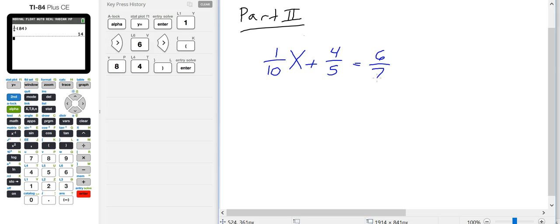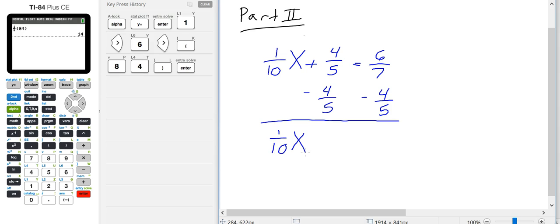Now we want to first get the addition or subtraction to the other side of the equation. So we're going to subtract 4 over 5 from the left side, because 4 over 5 minus 4 over 5, these two are going to cancel out. But since we're doing it to the left side, we have to do it to the right side as well. So it's 1 over 10x, and the 4 over 5 minus 4 over 5 cancel out, is equal to 6 over 7 minus 4 over 5.